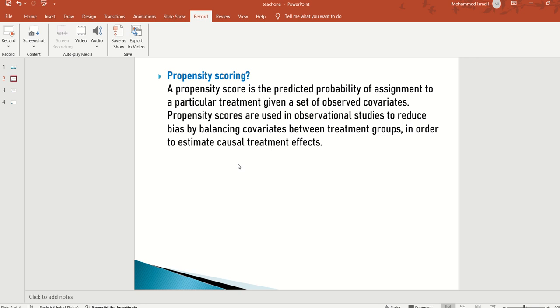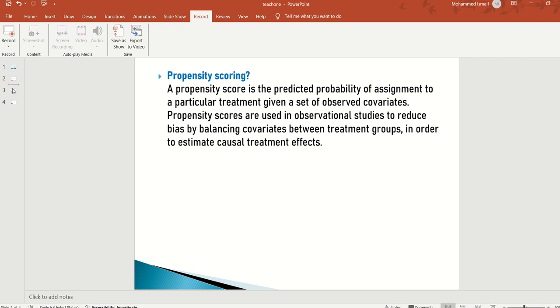Logistic regression predicts the probability of an individual receiving treatment, while propensity scores use these logistic regression probabilities to balance and equalize them between groups, which enables less biased comparisons.